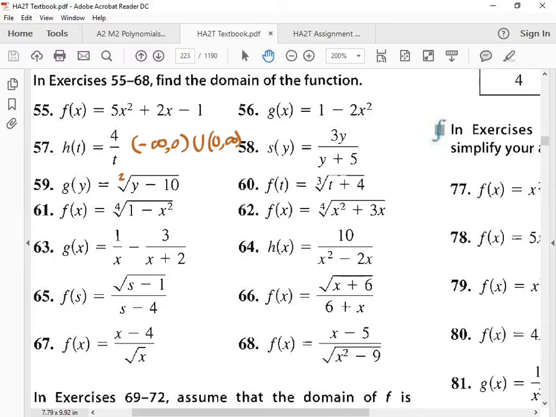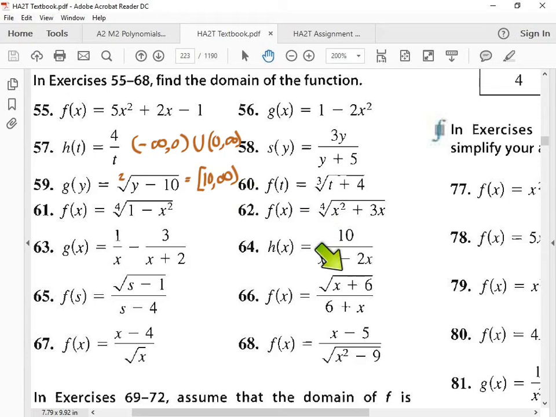Actually, can I plug in a 10? 10 minus 10 is 0. Can I take the square root of 0? Absolutely. So it looks like I can plug in a 10, and I think I can plug in anything after 10. Can I plug in anything that's bigger than 10? Yeah, so I put infinity. And then you guys said I could plug in 10, so I'm going to put a bracket around that one. So that would be the domain for 59. So what you're doing here is you're looking for numbers that you cannot plug into the function.